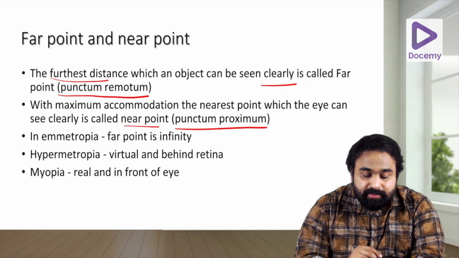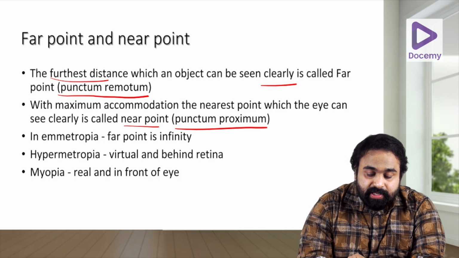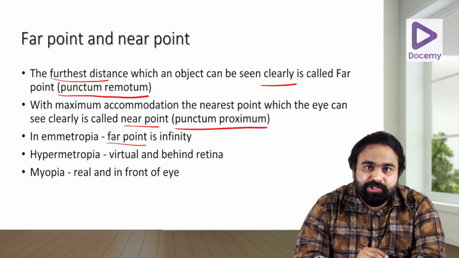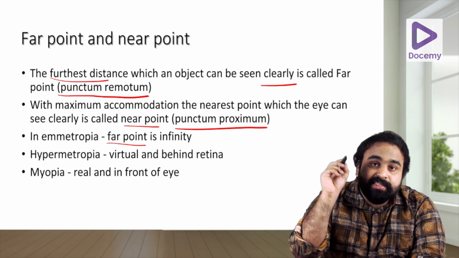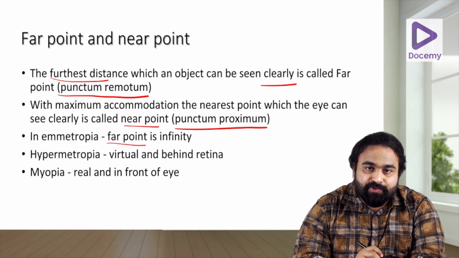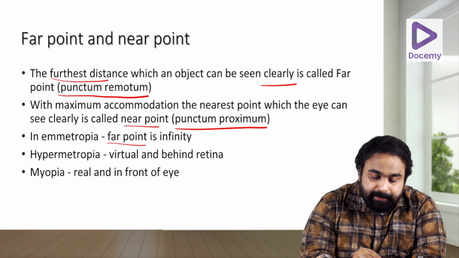In emmetropia, the far point is infinity. It's actually in the Hoja jokes. Hoja used to say, I can see stars, so my eyesight is that powerful. It's actually true. Our far point is actually infinity.